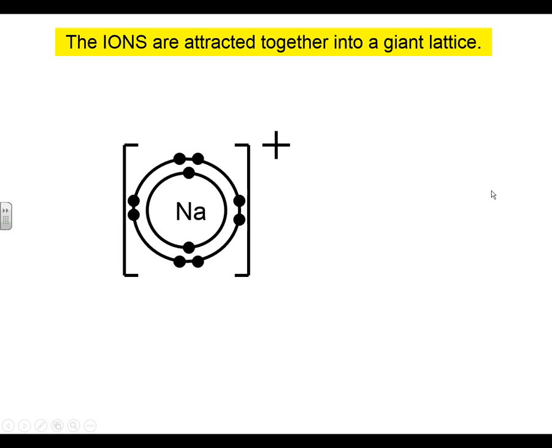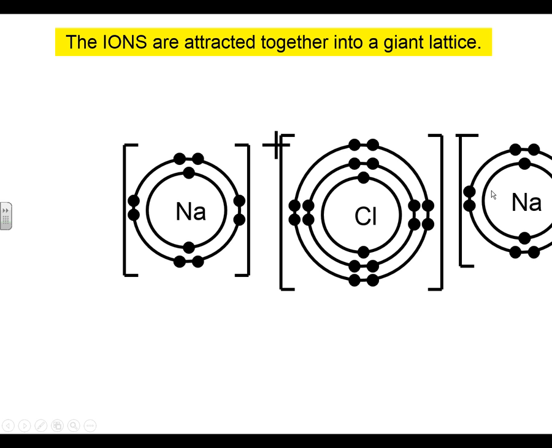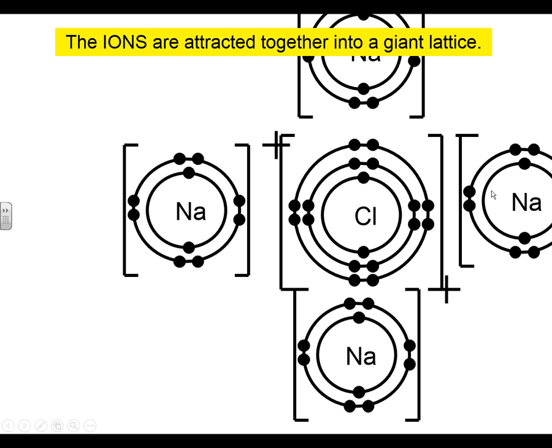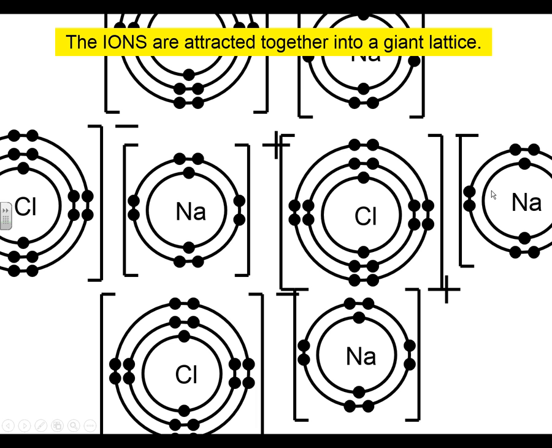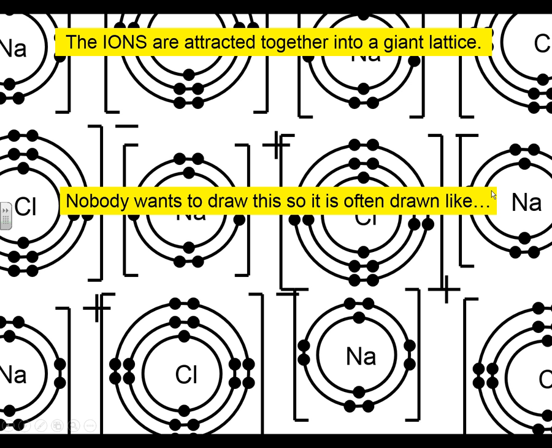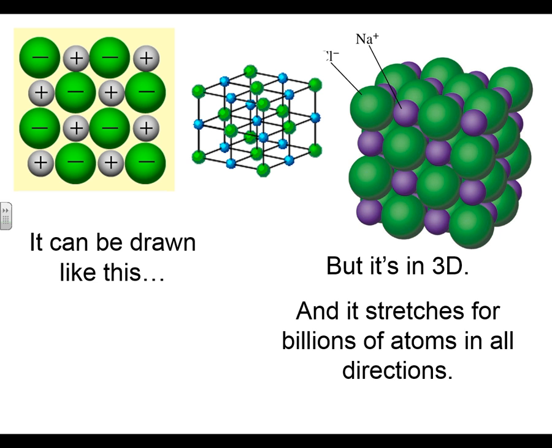Now these ions are all attracted together into a giant lattice. Millions and billions and trillions of them. Now, nobody would ever want to draw something that looks like that. So it's generally drawn something like this. You've got a simple version, which is just showing them on a flat plane, but they're not really like that. They are 3-dimensional.